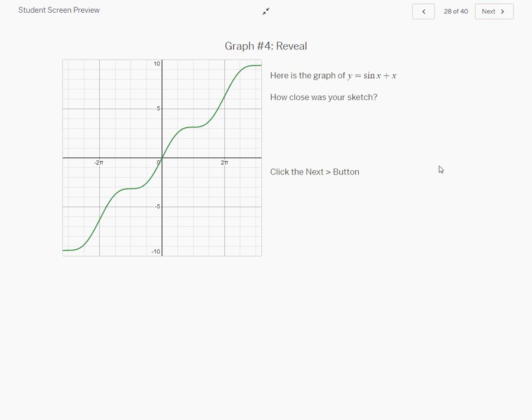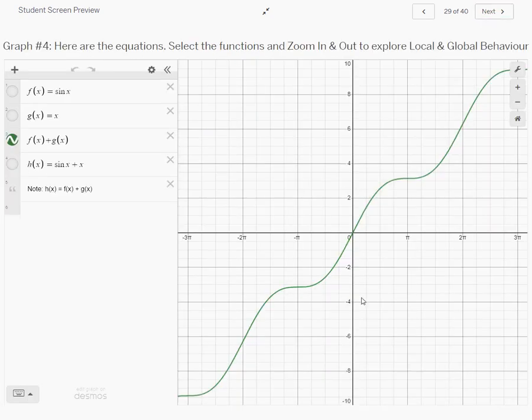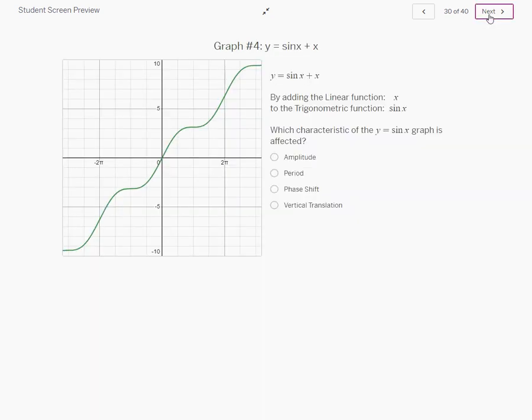So here's the graph of sine x plus x. It's adding a linear function. It's just adding something at the end. But I want us to try and really understand why this is the case. And I think this is what the next few slides talk about.